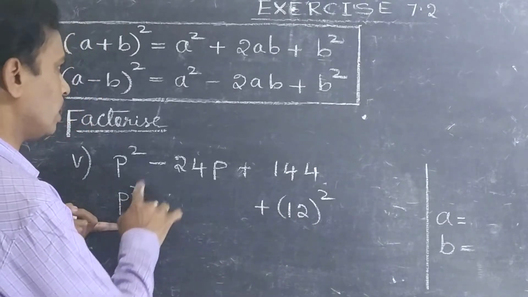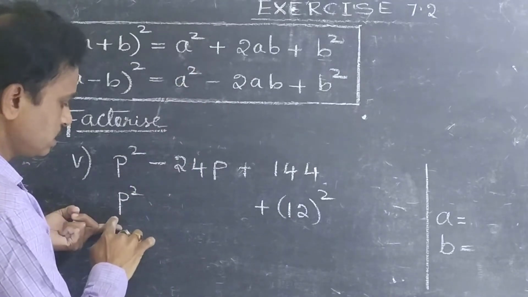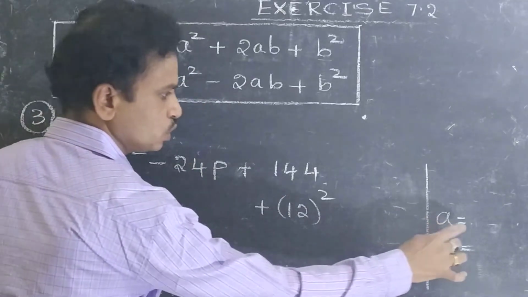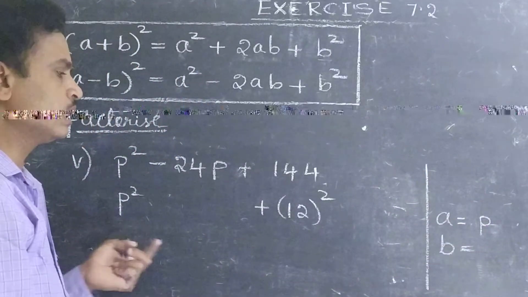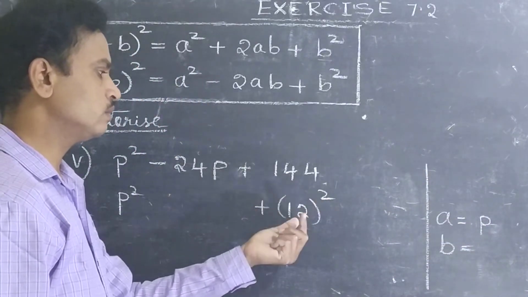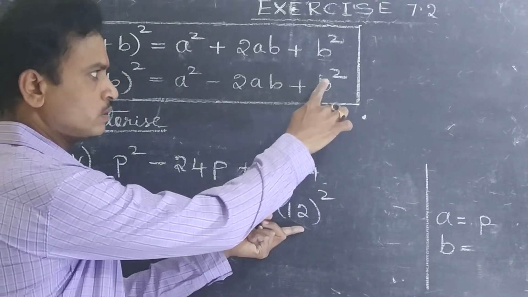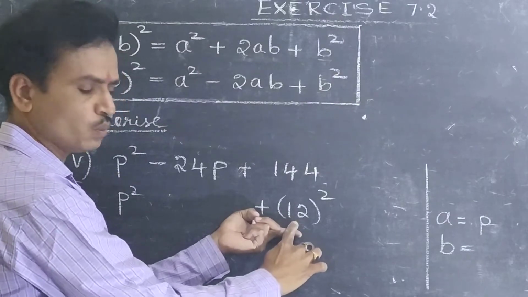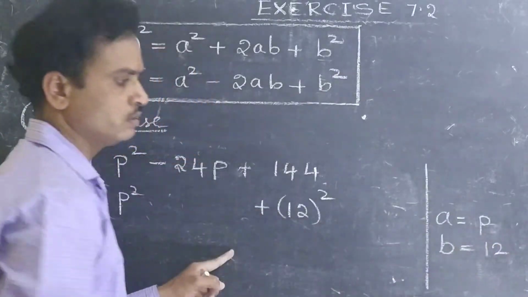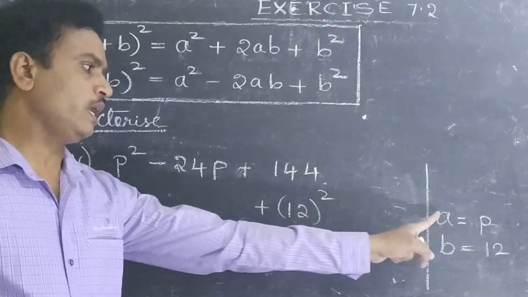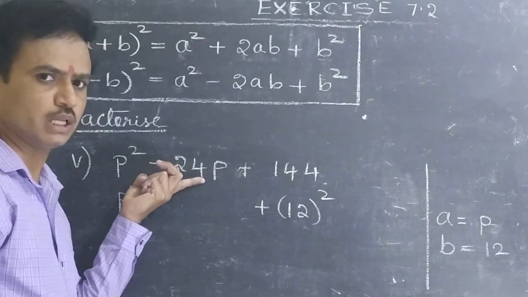Now p square is here a square. Here a means p, so we should write p first. 12 square, now this is in the b square form. So b is equal to 12, so you should write 12. Now by taking a and b values, we have to split this number easily.